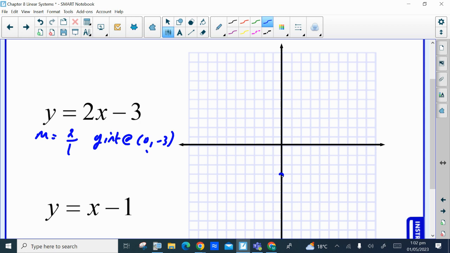So we start at the y-intercept of -3. Our slope is always written as a fraction because it's rise over run. So 2 is written as 2 over 1. So you'll rise 2 and run 1. You could also rise -2 and run -1.